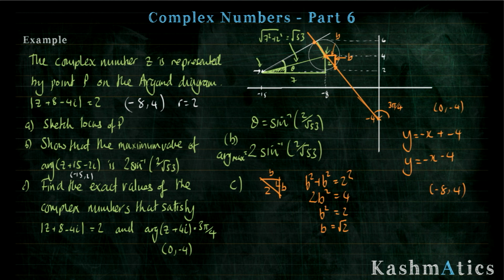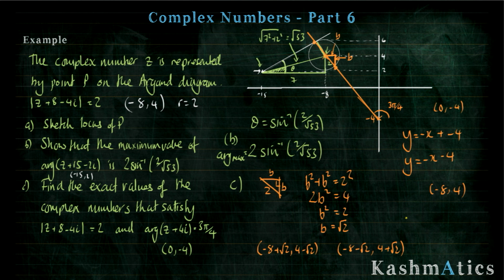Okay, so let's have a look. So I'm going to go for this coordinate first. So I need to add b onto minus 8 and take away b of the 4. So the coordinates of that point are going to be minus 8 plus root 2 and 4 take away root 2. And for the other coordinate, minus 8 take away b for the x coordinate and 4 plus b for the y coordinate. So minus 8 take away root 2 and 4 plus root 2. Okay, so that's given us a little shortcut to actually finding out those points.